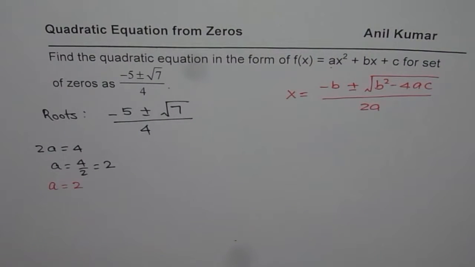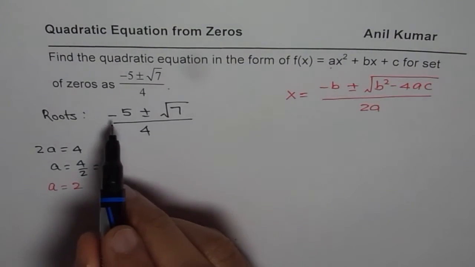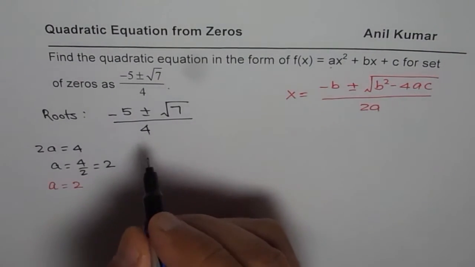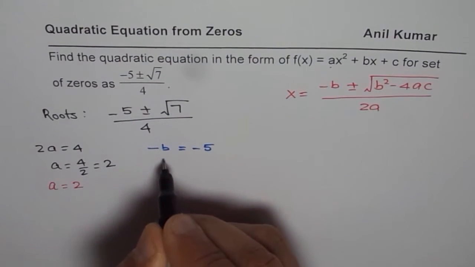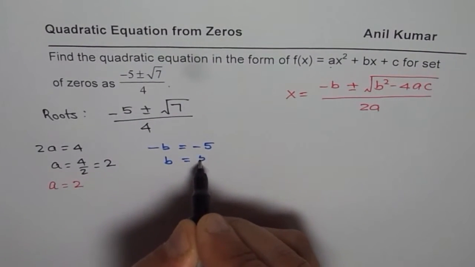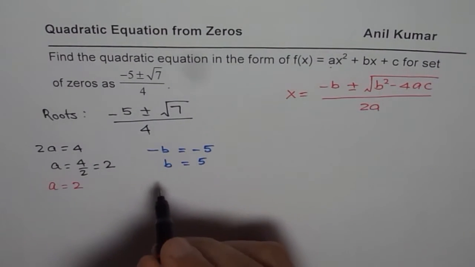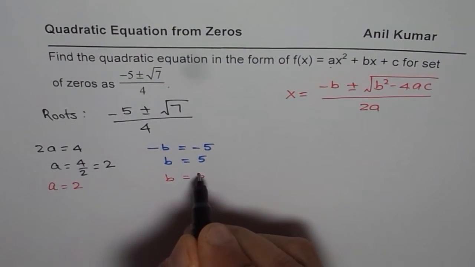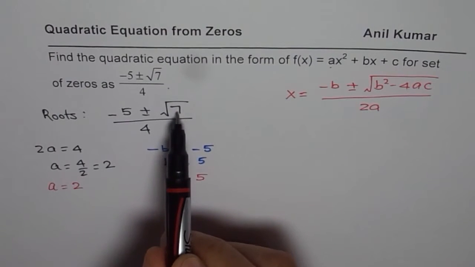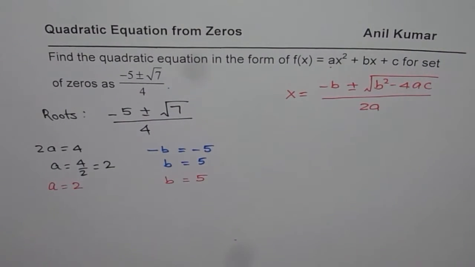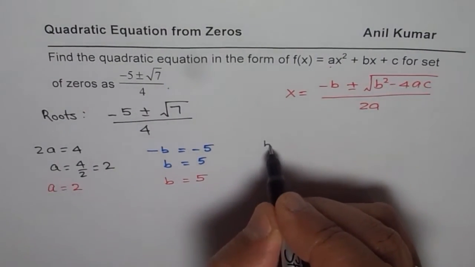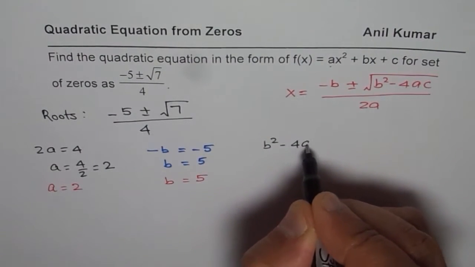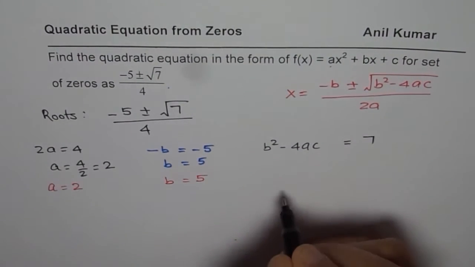Now let's compare the next value, which is minus b. So we have minus b equals minus 5, and that means b equals 5, right? So b equals 5 is the next value. To find c, we have to use the term within the square root. Within the square root, you will notice that we have 7 here, and b squared minus 4ac. That means b squared minus 4ac should be equal to 7.